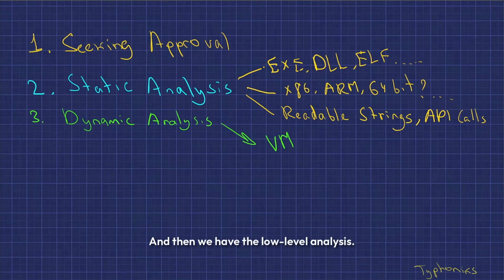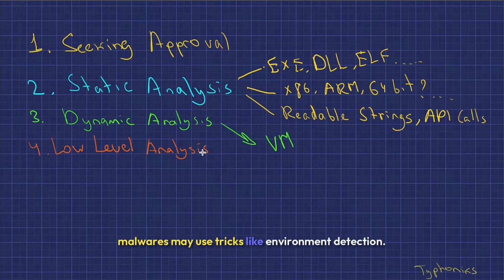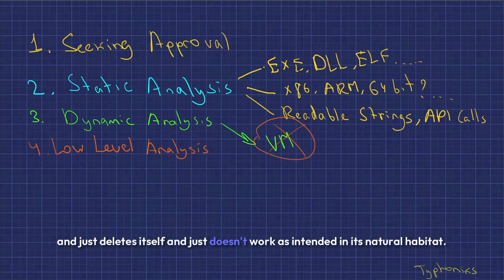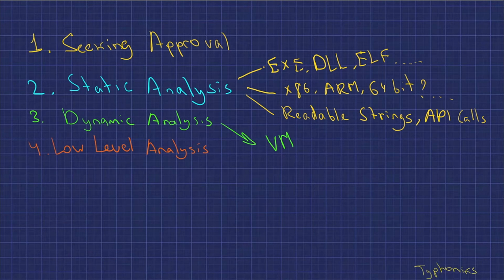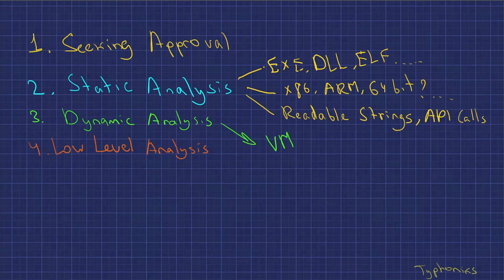And then we have the low-level analysis. Sometimes static and dynamic analysis just aren't enough here. Malware may use tricks like environment detection, so it can detect that it runs in a virtual machine and just delete itself, and doesn't work as intended in its natural habitat. That's very clever of malware developers. They can use tricks like environment detection or time bombs, or only activating under certain conditions.